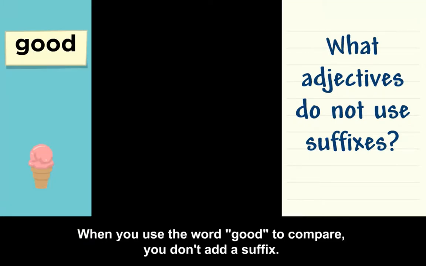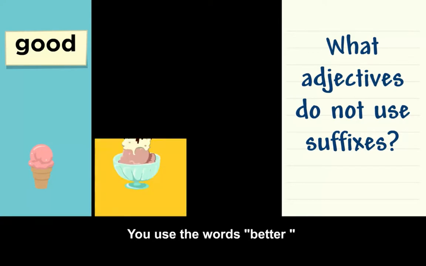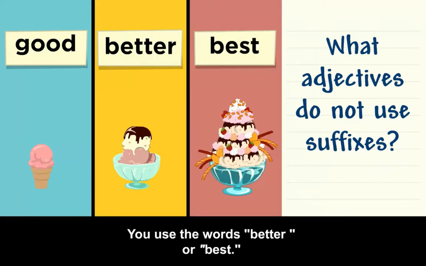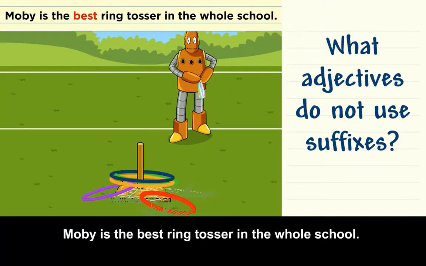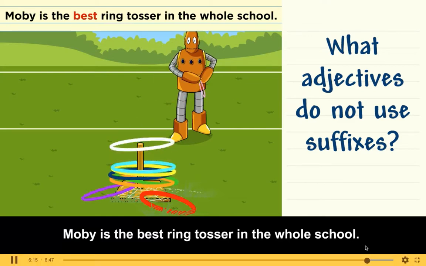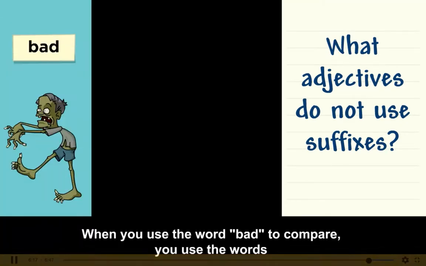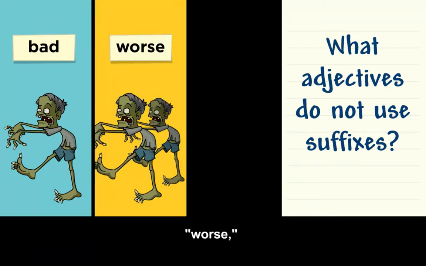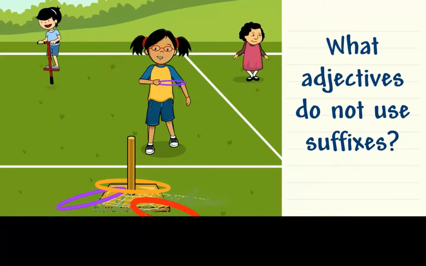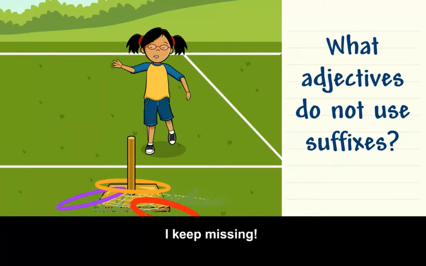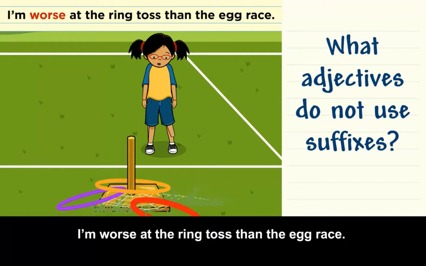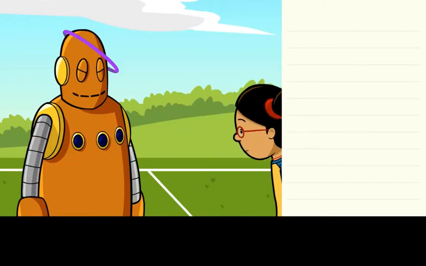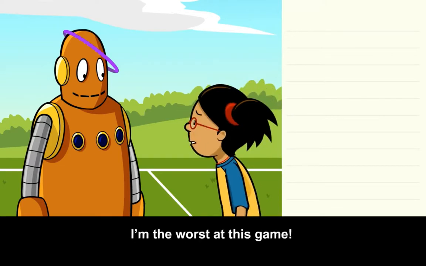When you use the word good to compare, you don't add a suffix. You use the words better or best. Moby is the best ring tosser in the whole school. When you use the word bad to compare, you use the words worse or worst. I keep missing. I'm worse at the ring toss than the egg race. I'm the worst at this game.